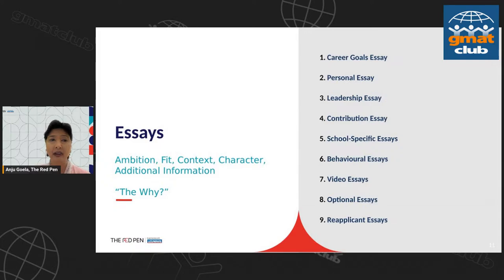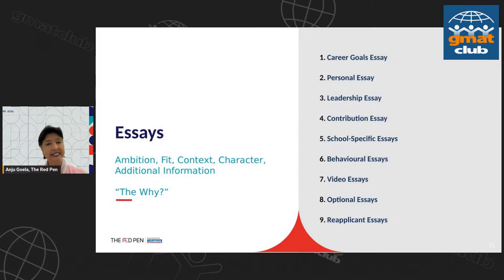At other times, you are sent a link once the application form is submitted or after the deadline, for the particular round. You're sent a link and then you have to complete the video essays. It's a part of the application process. I have already discussed the optional essays.